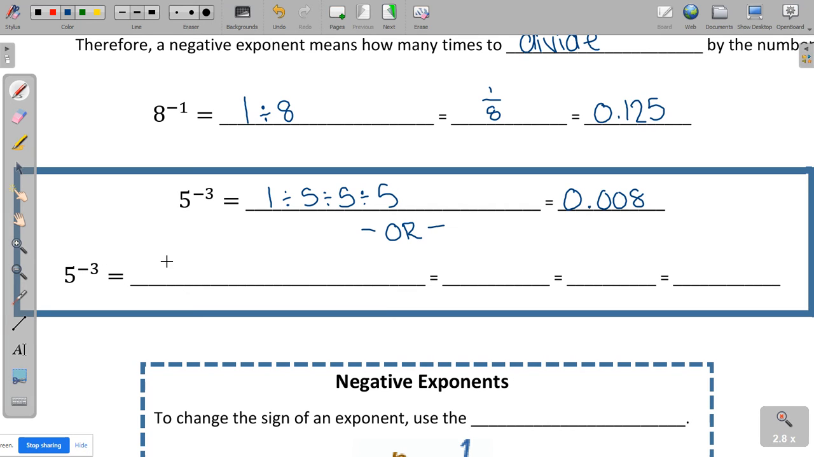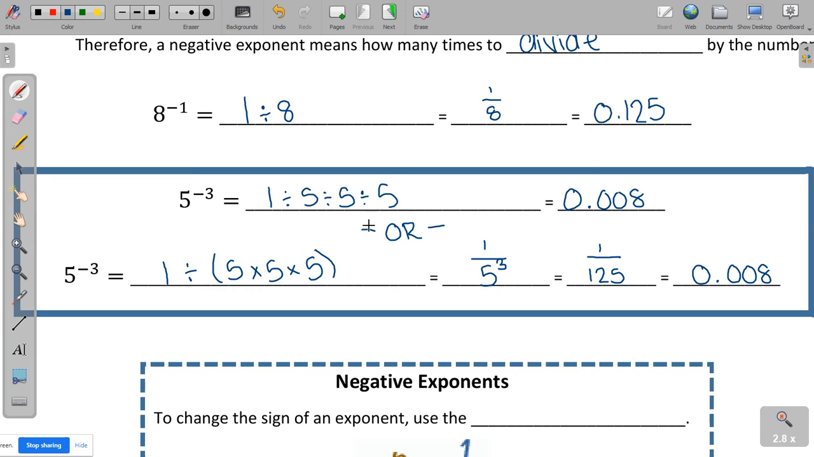5 to the negative third. So if we do 1 divided by 5 three times, we get 1 over 5, and we multiplied it 3 times. So let's go back to when we were multiplying powers. So 1 over 5 to the third. And 5 to the third is 125. And if you divide 1 by 125, you get the same answer, 0.008.